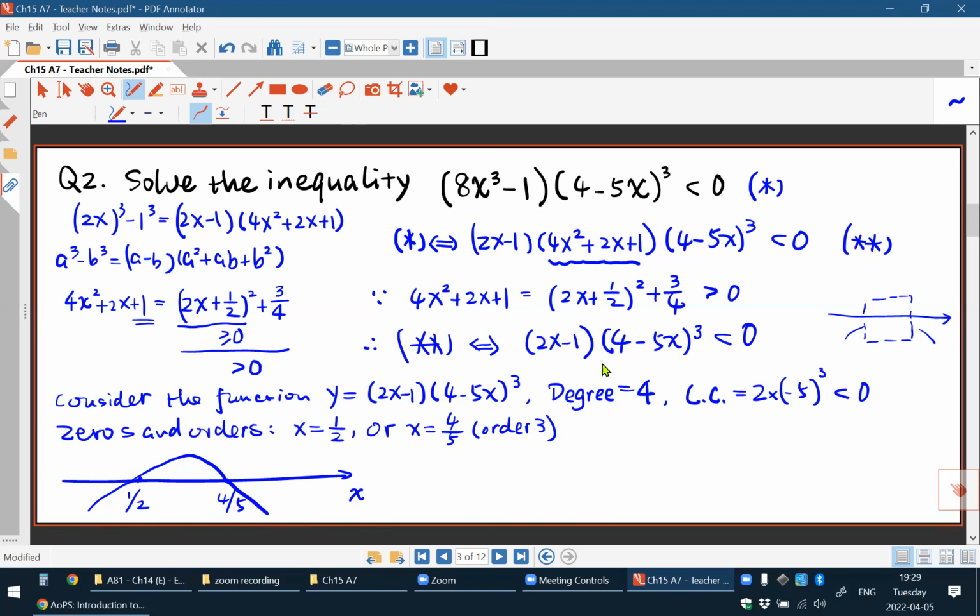And our task is to find any interval that makes this function less than 0. So the zeros cannot be included, right? Because simply it will make this function be 0 rather than less than 0. So any interval that makes this function less than 0 is either x less than 1/2 or greater than 4/5, right? Therefore, we can make the conclusion x is less than 1/2 or x is greater than 4/5.